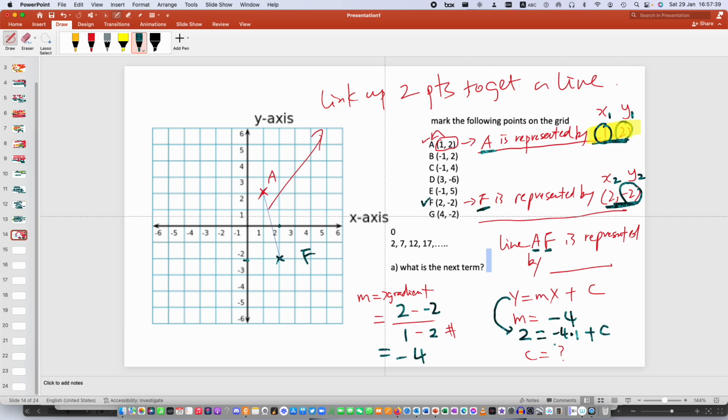So how do you simplify this? You simplify this, so let me put it here. 2 is equal to negative 4 plus c. So c is equal to, how do you get c? You bring the negative 4 over. So it becomes 2 plus 4 is equal to c. So c is equal to 6. So you have found your m and you have found your c. So your line AF is represented by y is equal to negative 4x plus 6.